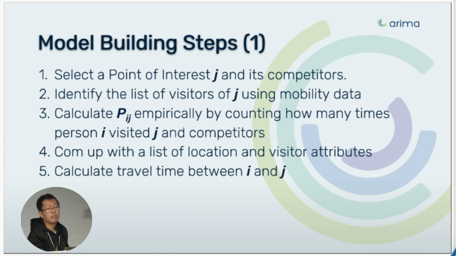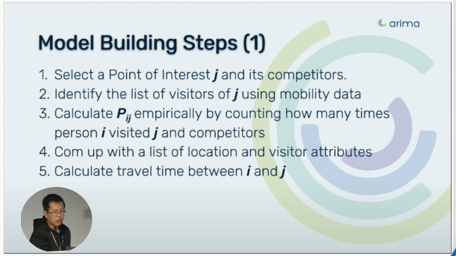And once you have the list of visitors, you can empirically calculate the probability of a particular visitor visiting your store versus other stores, just by simply counting how many times they've been in your stores, how many times they've visited the competitors. Like almost every model, you have to empirically calculate the probability first and then train your model. So mobility data is what we use to empirically calculate the probability of visitation.